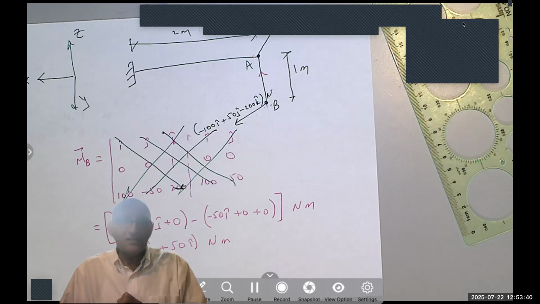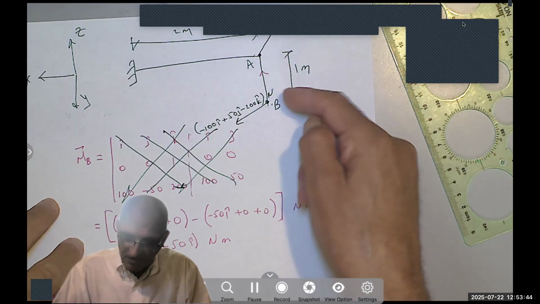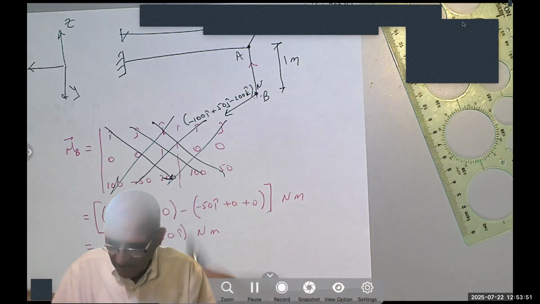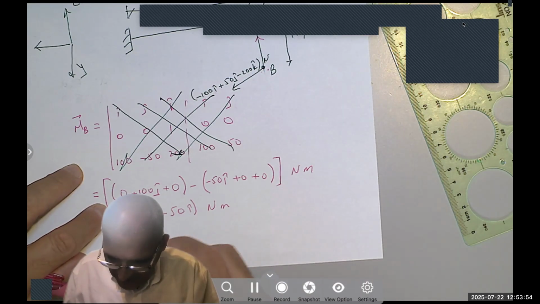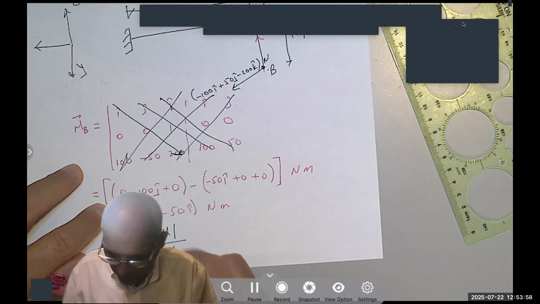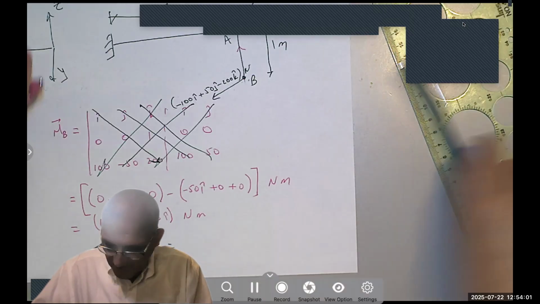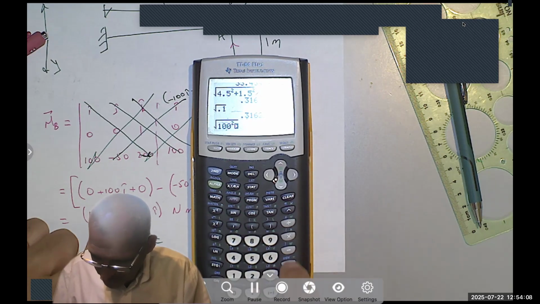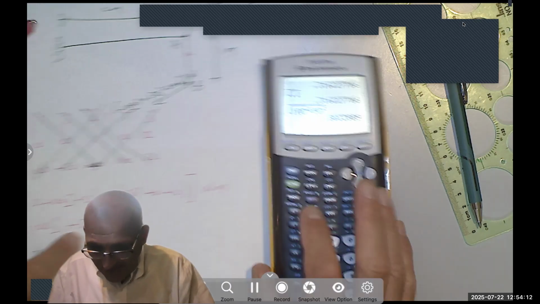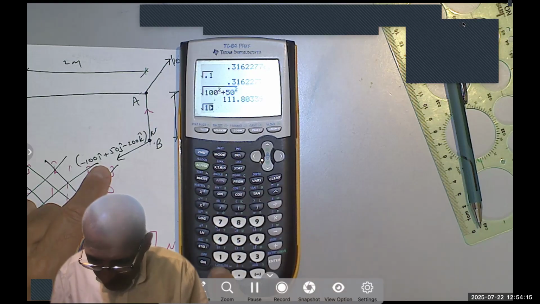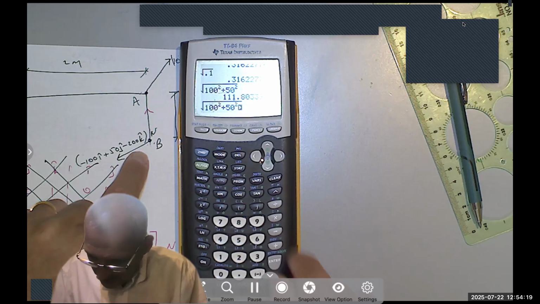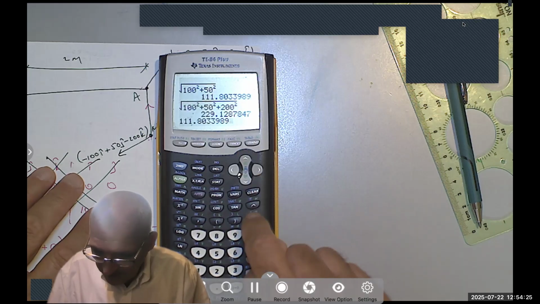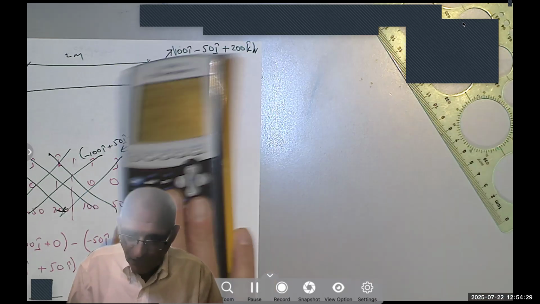And I can find the perpendicular distance between the line of action of this force and the line of action of that force, by taking the magnitude of that and finding the magnitude of the force, meaning the perpendicular distance equals the magnitude of the moment over the magnitude of the force. The magnitude of the moment is the square root of 100 squared plus 50 squared. The magnitude of the force is the square root of 100 squared plus 50 squared plus 200 squared. And when I divide this by that, I get 0.488 meter.